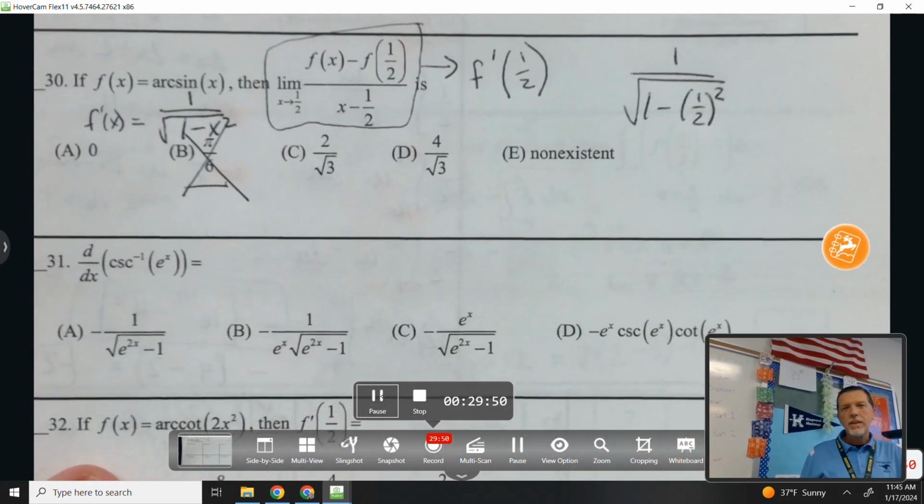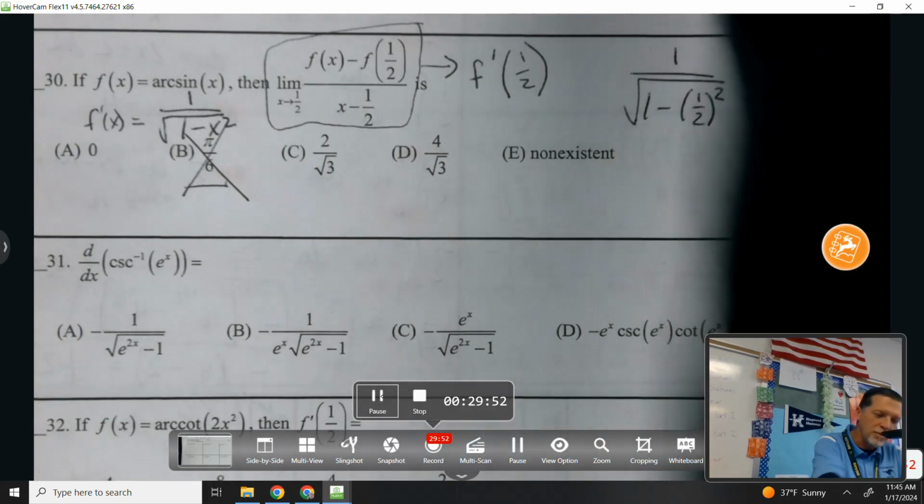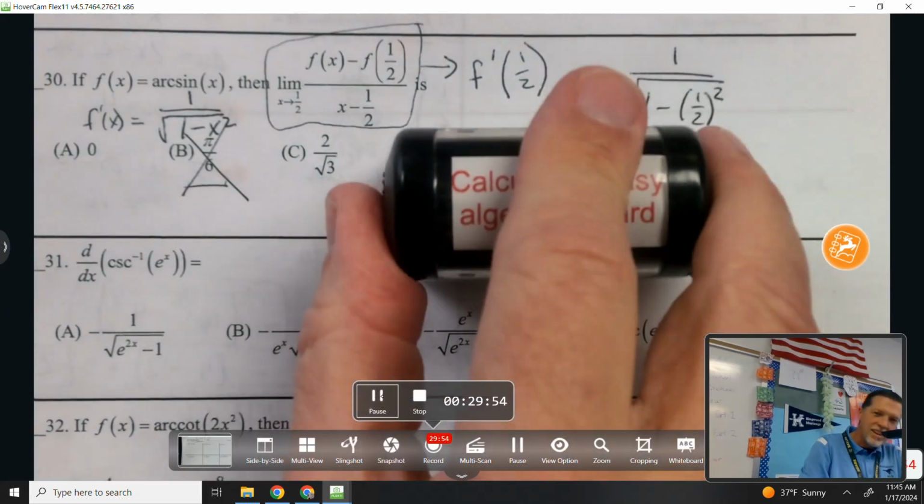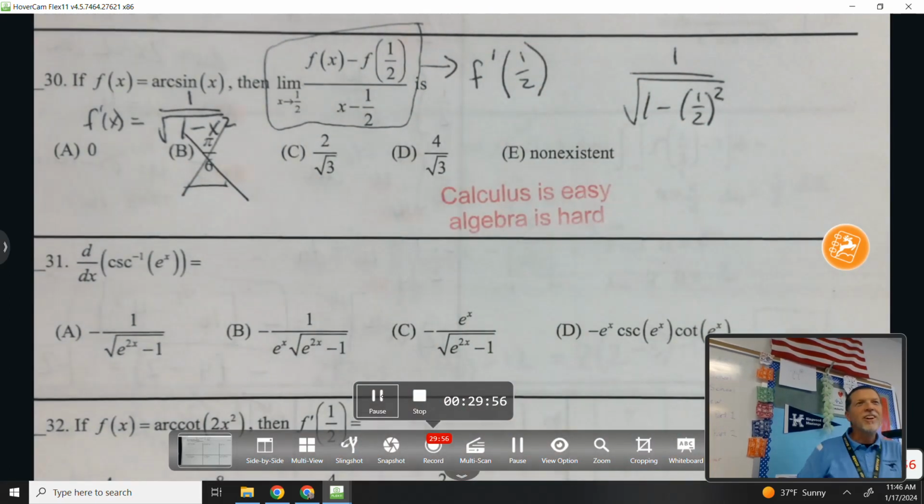Oh, I'm gonna pre-stamp this problem. Craig, have you seen that stamp before? No, I haven't. A student made that for me last year.